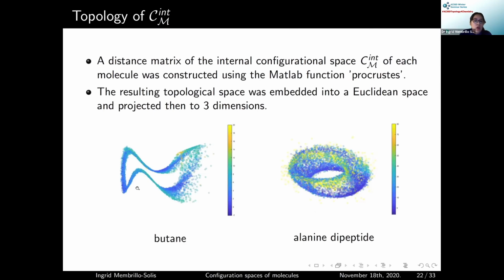So for instance, in the case of butane, we see that the conformational space is a circle. It's a bit distorted, but topologically it is a circle and looks like a circle. And in the case of the alanine dipeptide, it looks like a torus. These two pictures coincide with what we were expecting. However, it's maybe not enough to conclusively say that these are the shapes of our data. So we needed to do extra analysis to check the topological properties of these spaces.